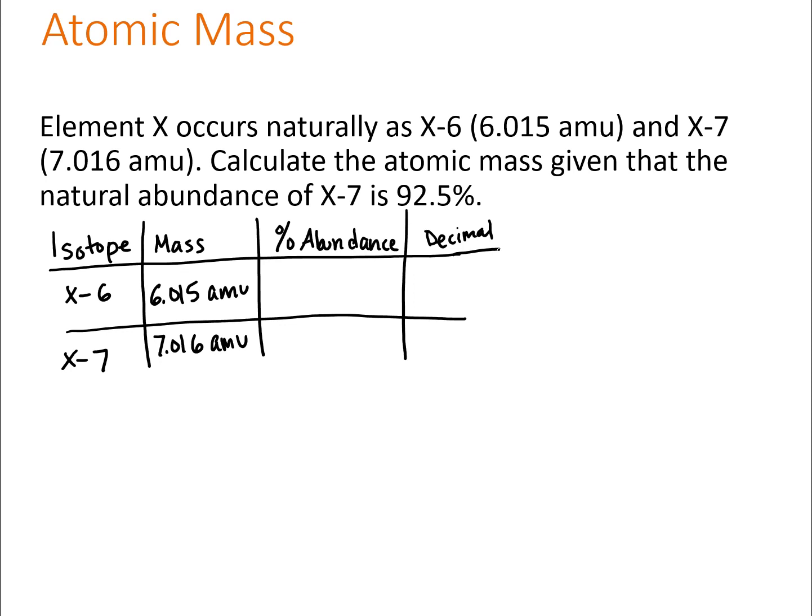We know the abundance of X7 is 92.5%. And we can write that as a decimal. Just have to divide by 100. What's the percent abundance for X6?